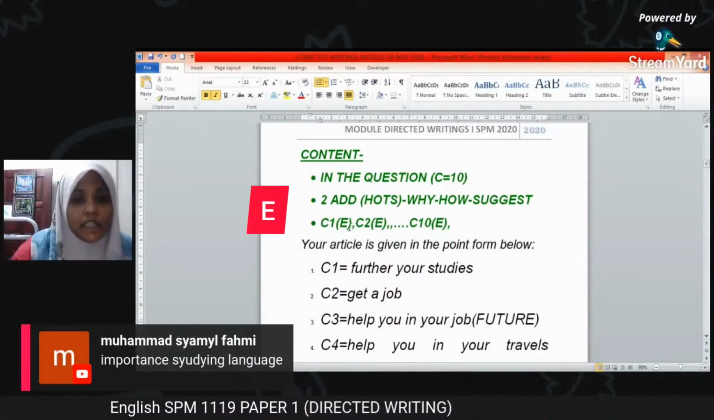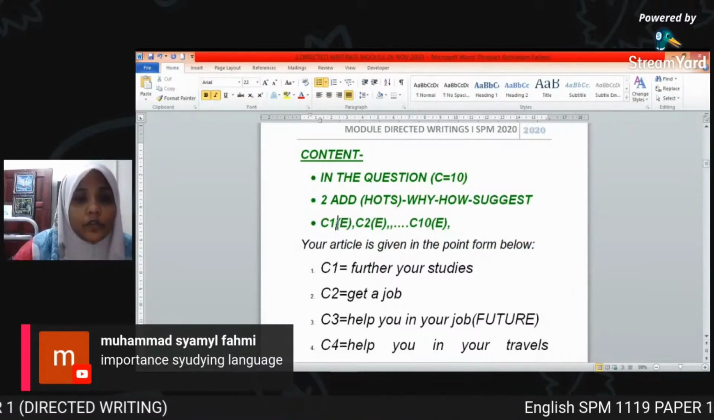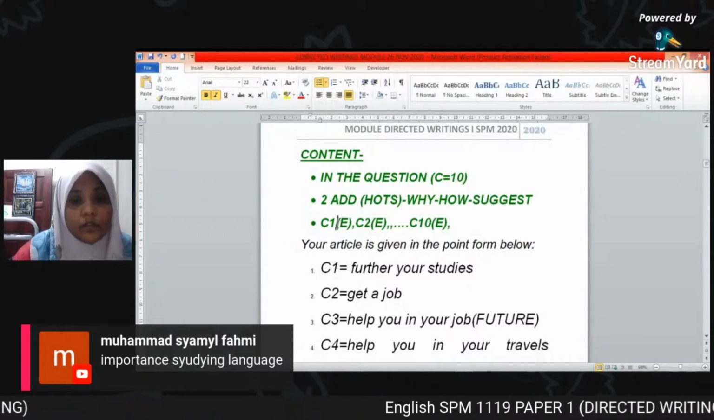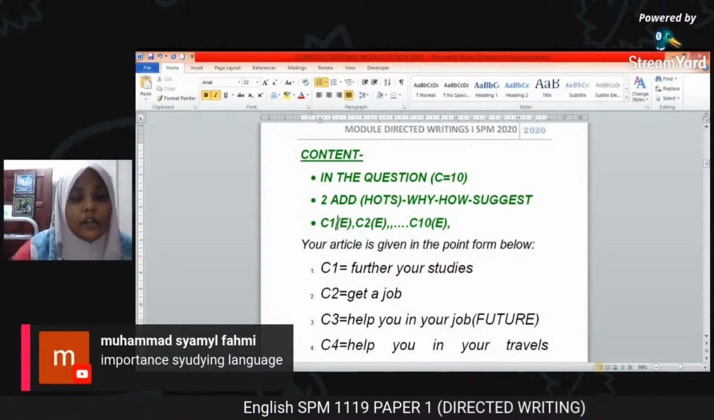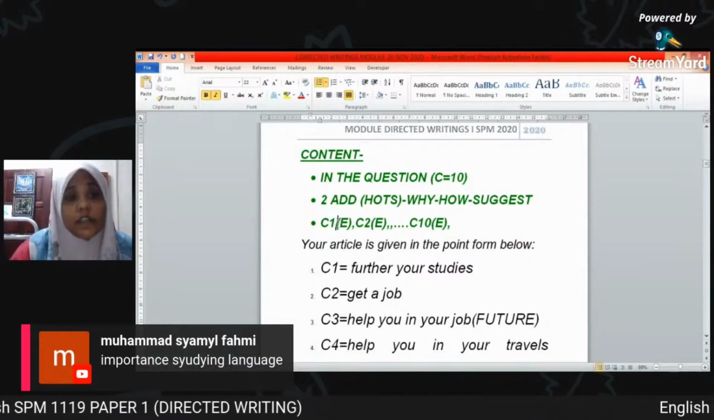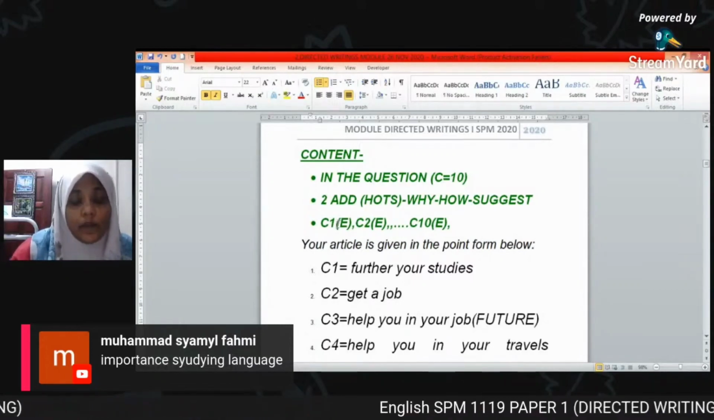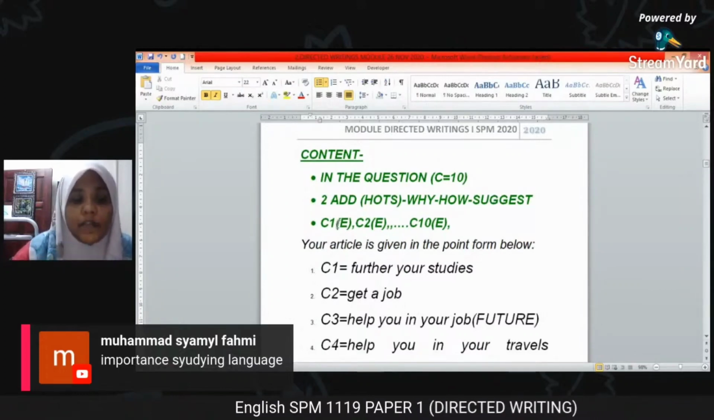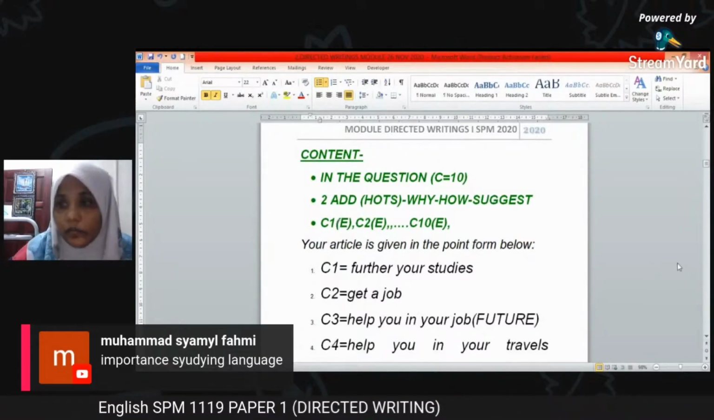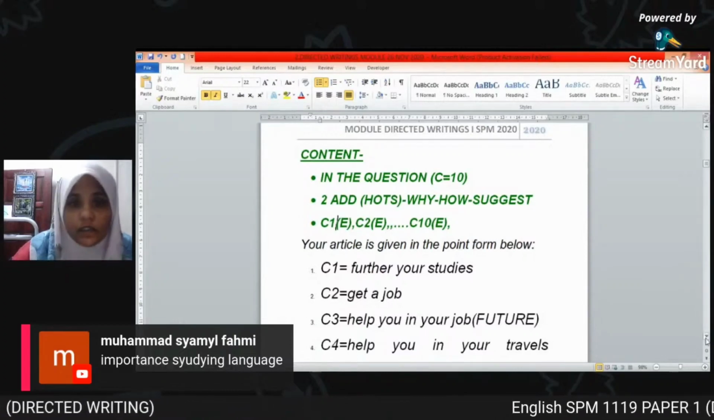What is meant by E over here? E is actually referring to elaboration, or explain. You have to explain. You can't just give the points and then leave it like that. You have to explain. How are you going to explain? This is what I'm going to do with you. Before that, let us go through the points.